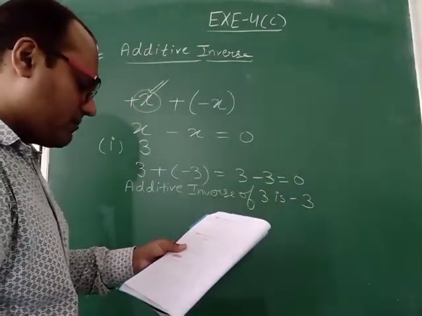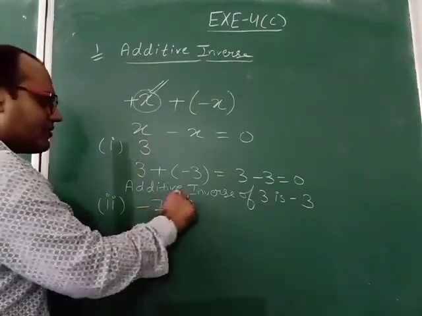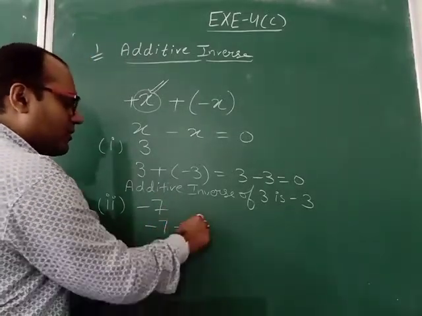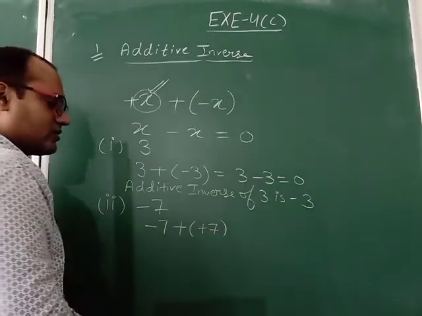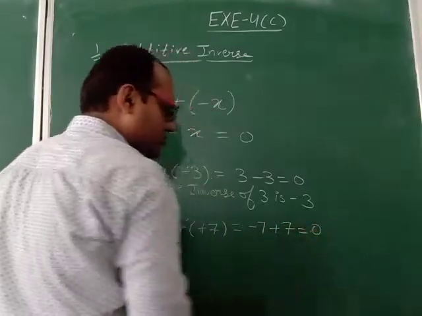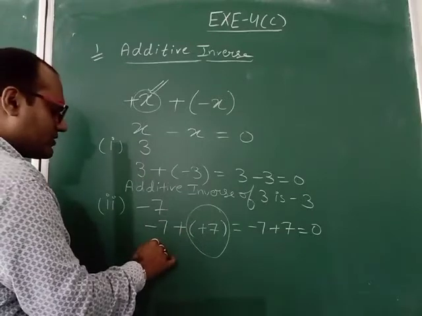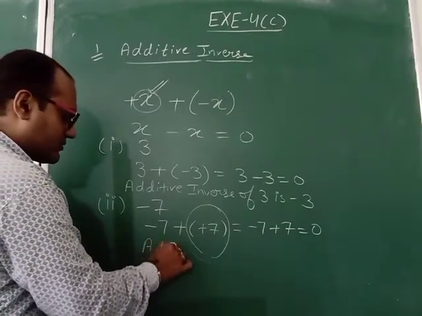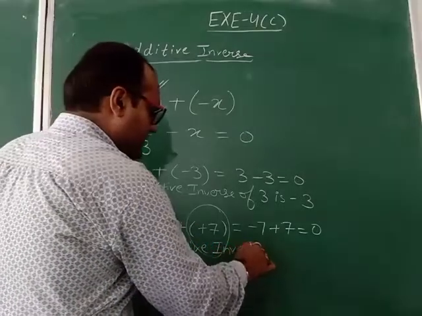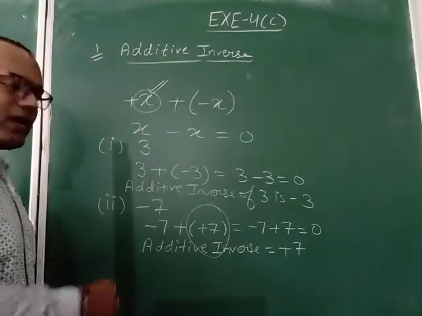Now see another part, number 2. We have to write the additive inverse of minus 7. So in this minus 7, if we add plus 7, then on solving these two, we will get the answer 0. So with the help of this plus 7, we are getting 0. That's why we will say the additive inverse is plus 7. So this is your answer of part number 2.